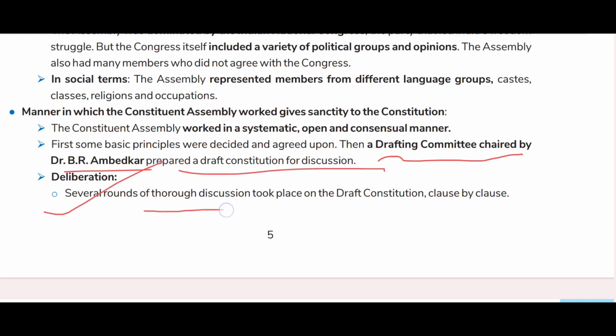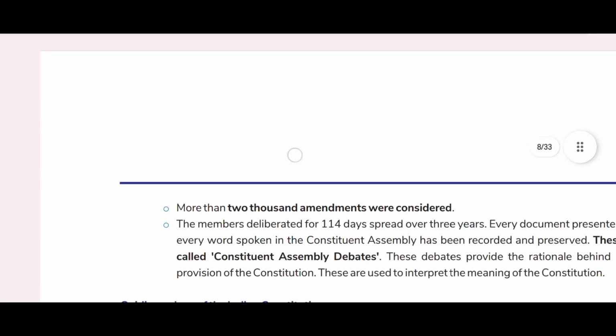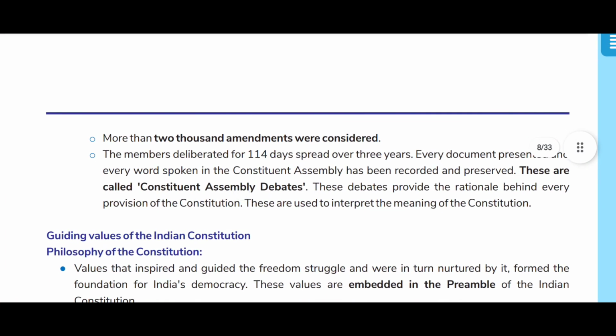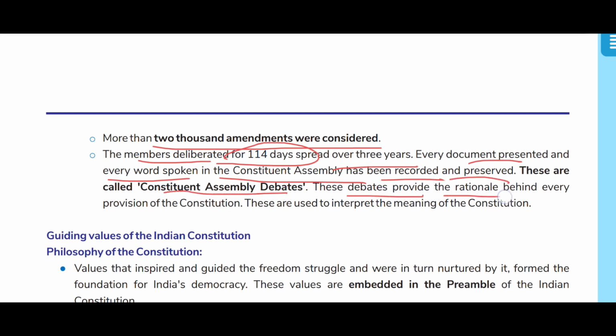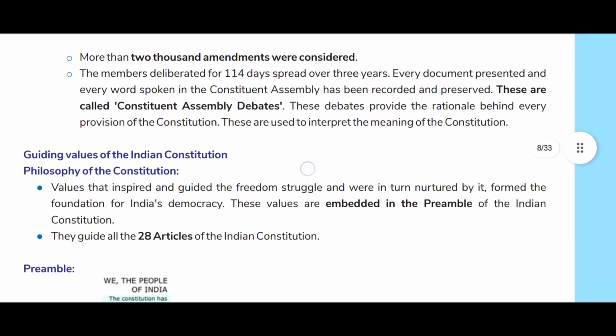Deliberation. Several rounds of thorough discussion took place on the draft constitution, clause by clause. More than 2,000 amendments were considered. The members deliberated for 114 days spread over 3 years. Each and every document presented and every word spoken in the Constituent Assembly has been recorded and preserved. These are called Constituent Assembly debates.